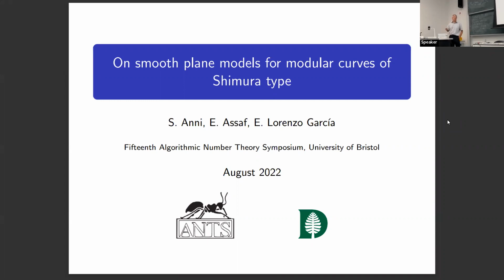More seriously, this is joint work with Samuele Anni and Elisa Lorenzo García, who unfortunately could not be here. So I'm presenting again.